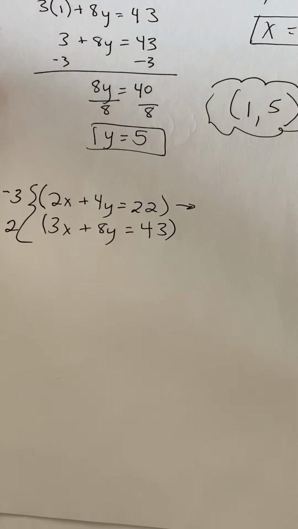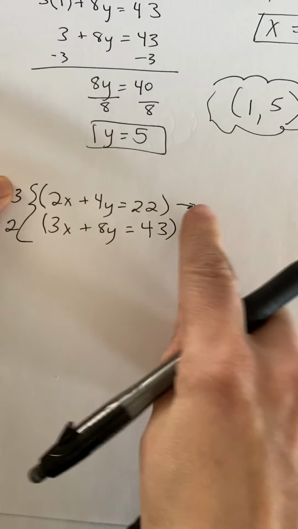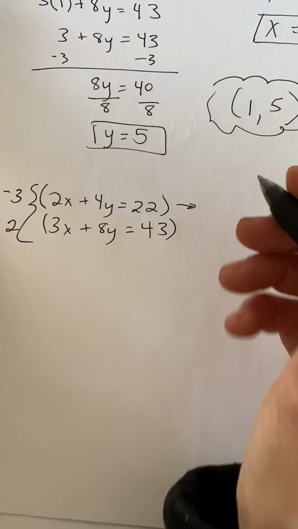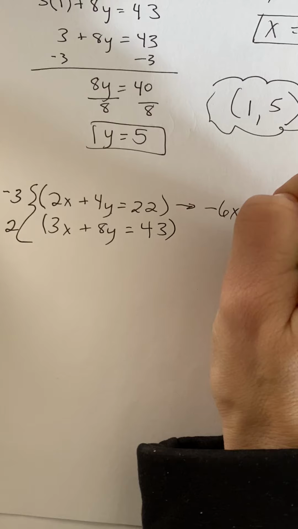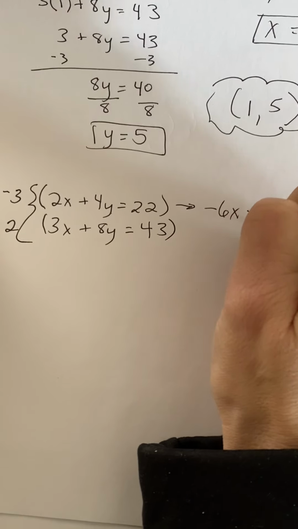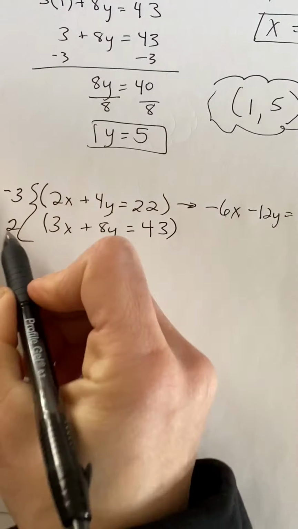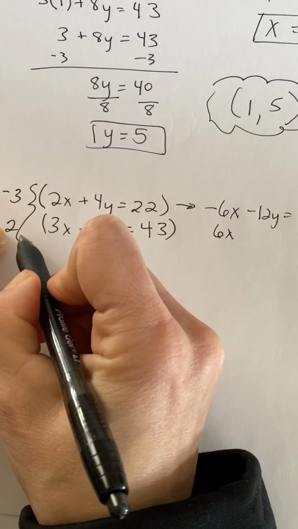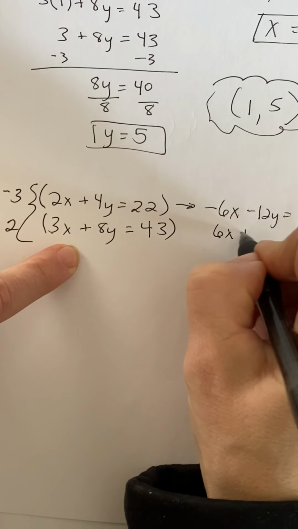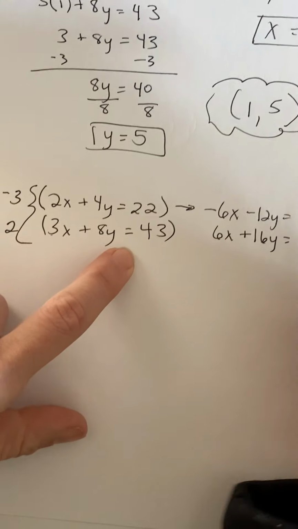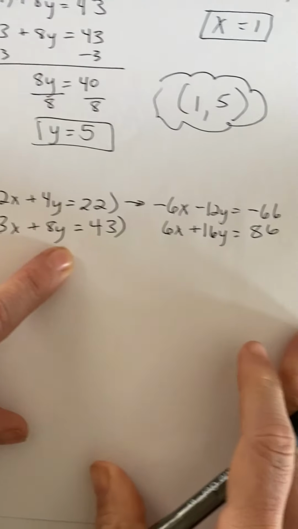And one does have to be negative. I have had students that sort of forget about that, and then when they go to add them, they're like, oh, I have to make everything negative, or change the signs on everything. So we end up with -6x minus 12y equals -66. And then down here we end up with positive 6x, 2 times 3, positive 16y equals positive 86.